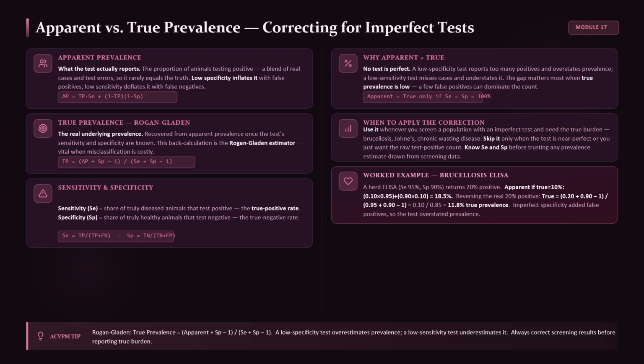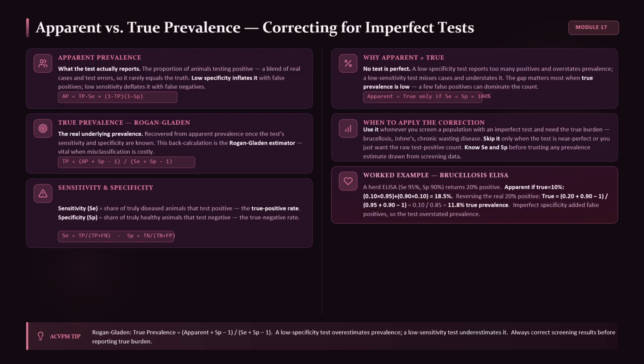Let's put numbers on it. Say a brucellosis ELISA has 95% sensitivity and 90% specificity, and your herd comes back 20% positive. Plug into the Rogan-Gladen: 0.2 plus 0.9 minus 1, which is 0.1, divided by 0.95 plus 0.9 minus 1, which is 0.85. That gives 0.118, about 11.8% true prevalence.